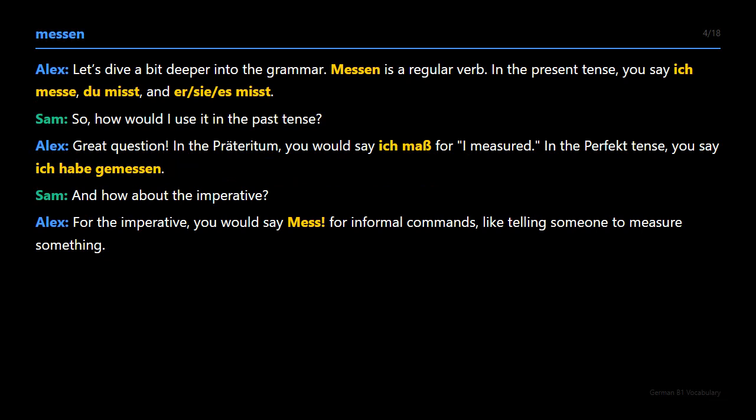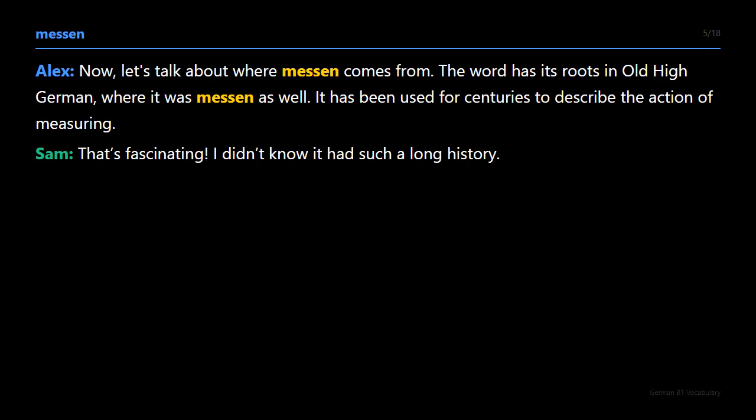Now, let's talk about where messen comes from. The word has its roots in Old High German, where it was messen as well. It has been used for centuries to describe the action of measuring. That's fascinating. I didn't know it had such a long history.